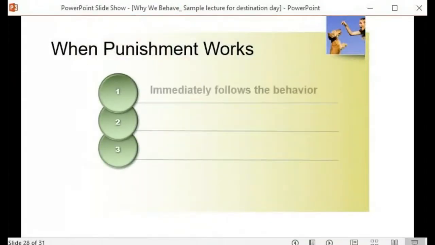Okay, we're gonna talk a little bit about some issues. Whoa, this slide comes in a little fast, so I apologize about that. About some issues with punishment and then some issues with reward. And then we're gonna wrap up and give you some time for questions.